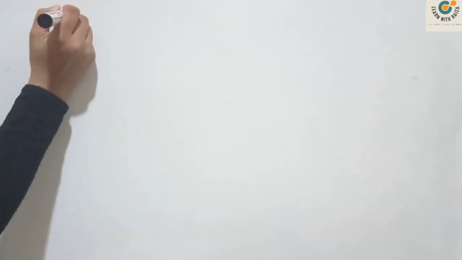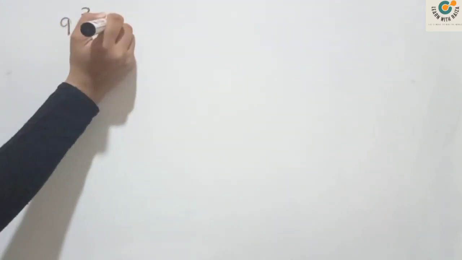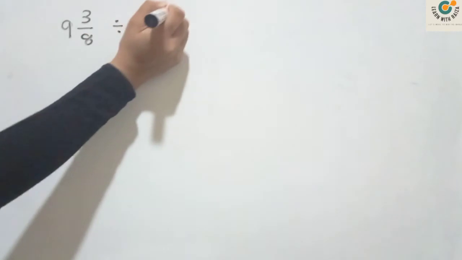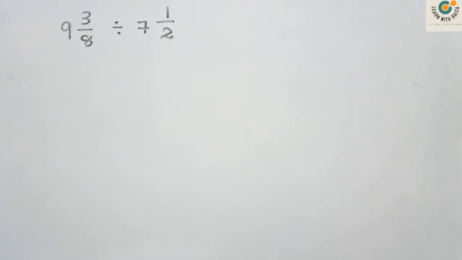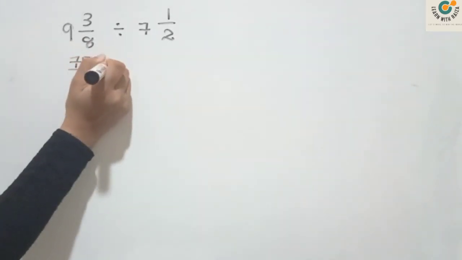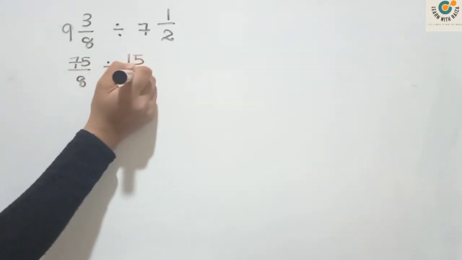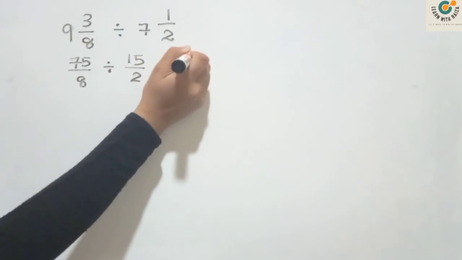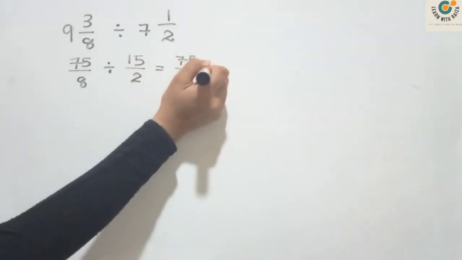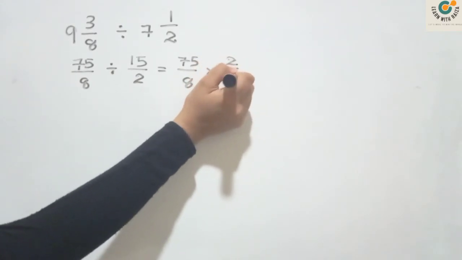So, here now let's take another example, how to divide two mixed fractions. Whenever you are given mixed fractions, you have to convert them into improper. So 9 3 upon 8, if you convert, you get 75 upon 8 divided by 7 1 upon 2, which will become 15 by 2. So you should write the first fraction, then division becomes multiplication. The second fraction's reciprocal is 2 upon 15.